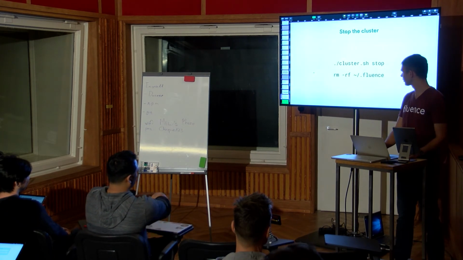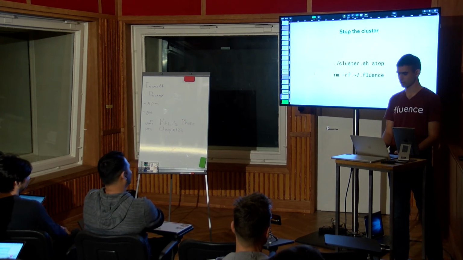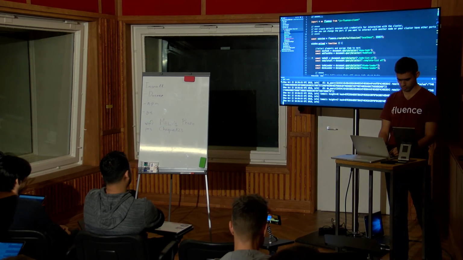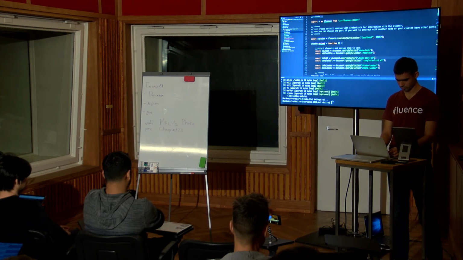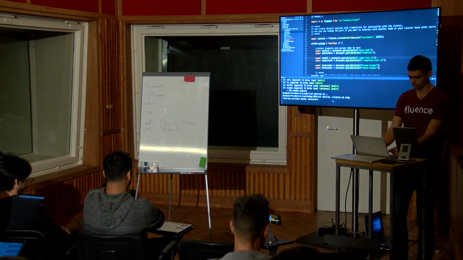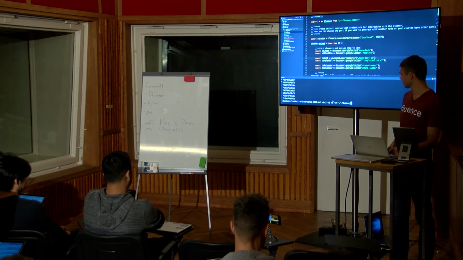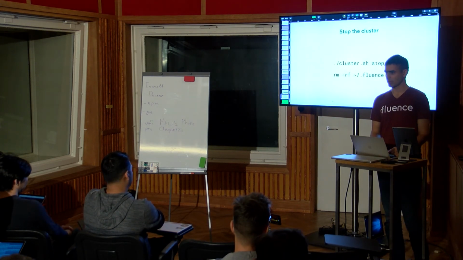Finally, if you have participated in the workshop, let's clean up. To stop the cluster, you can detach from the cluster, and then call cluster.sh stop. It will rm -rf the containers, and then let's do rm -rf in the user directory. The .fluence folder has been created, so let's remove it as well. And now you should be clean.